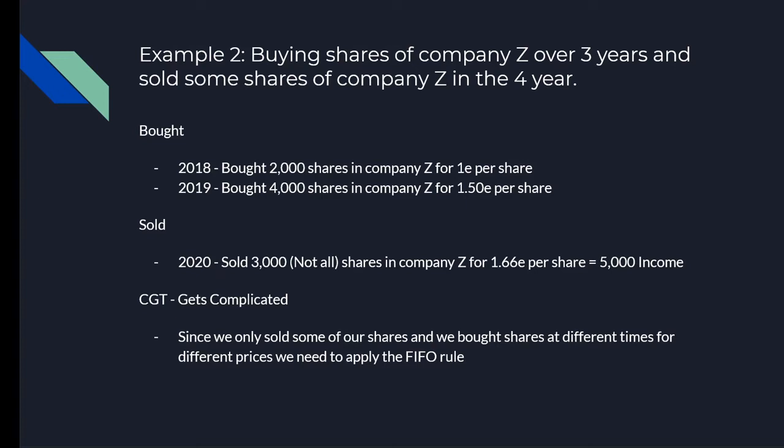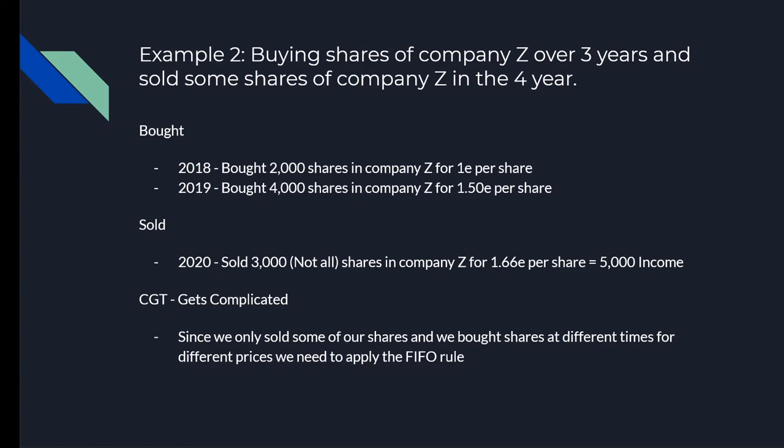In 2020, we sold 3,000 of the shares, not all of them, that's the most important point, in the same company, for €166 per share, right? So basically 166 by 3,000 is about €5,000, right? You have income, right? This is where capital gains gets very, very complicated.